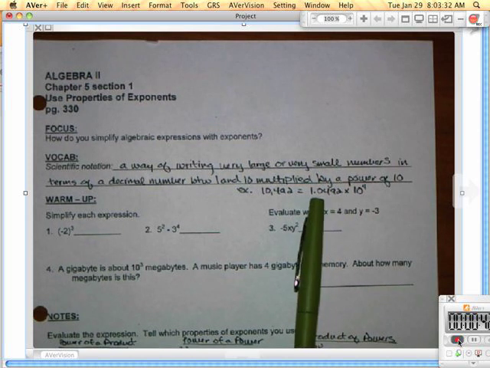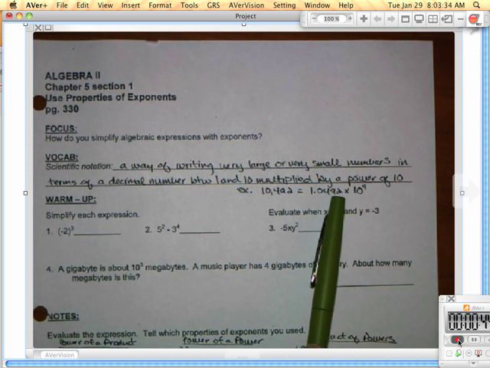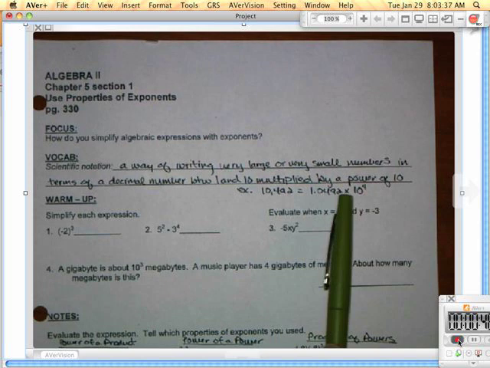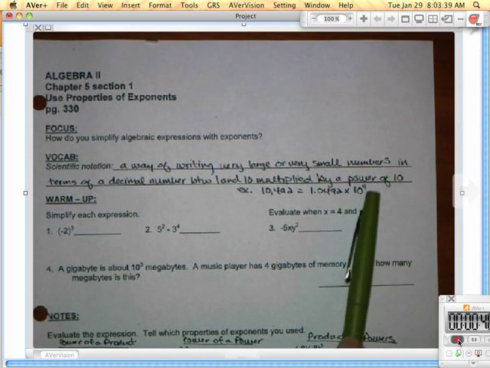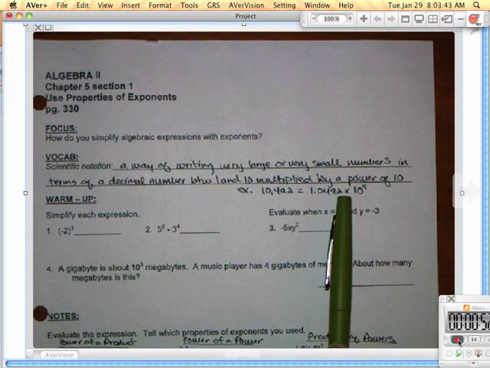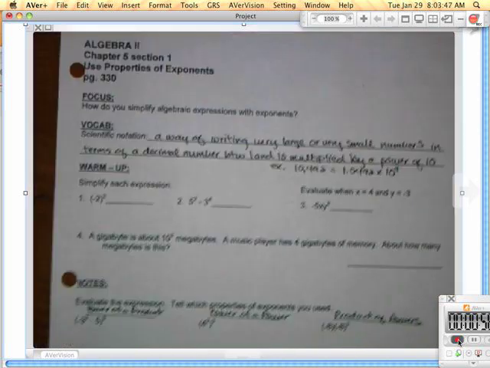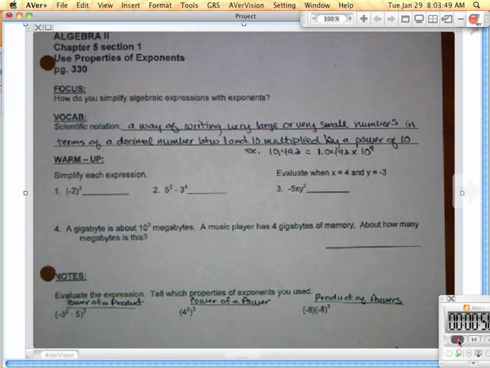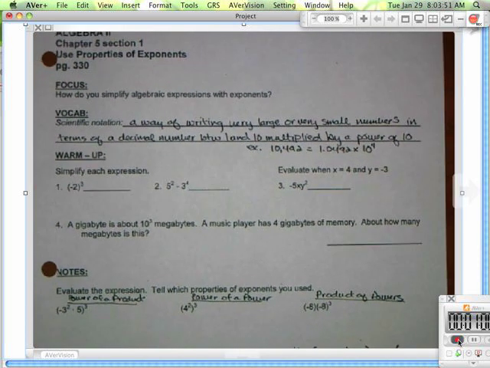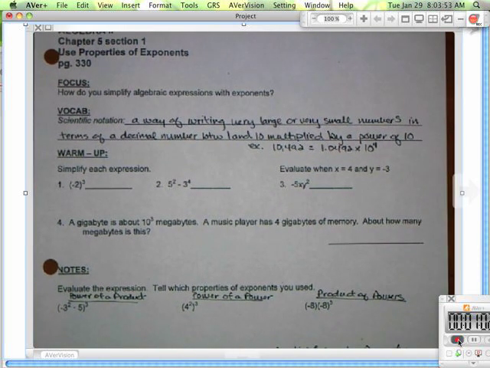And then you have to think about how many times you have to multiply by 10 to get it back to the original number, which would be 10 to the 4th or by 1,000. So you're going to move it 4 places to the right to get it back to the original number. All right, as usual, I'm going to have you do this warm-up real quick, so take a minute to do that and then come back and check your answers.